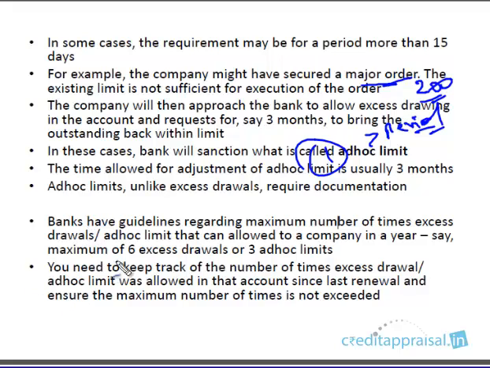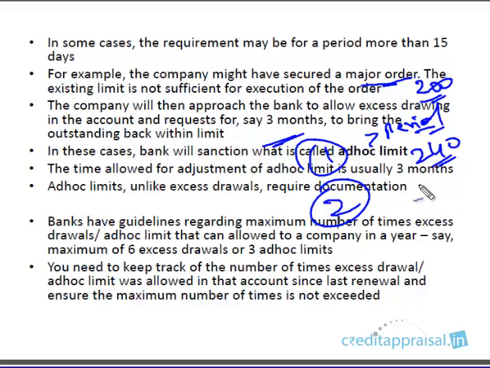So we said that excess drawal is usually for a very short period, in a matter of days, say 15 days. But an ad hoc limit can go up to 3 months. So the company will have time to exceed the limit, say up to 240, for 3 months. Once the 3 months is over, the company has to bring this liability back to the original sanction limit. So the period is different: usually 3 months for ad hoc limit, and only 15 days for excess drawal.